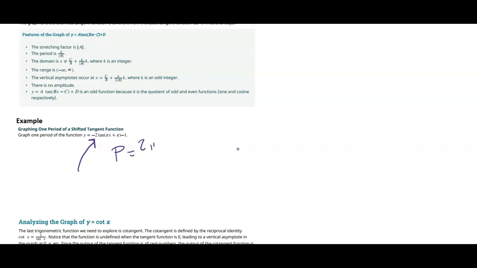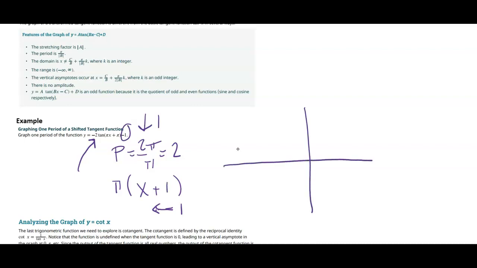Let's look at our period here. Okay, so our period is going to be 2. And then if I factor out that pi, that's a nice factor there, I'm going to move to the left 1. And then I'm also going to move this function down 1. Okay, so let's just look at one normal period of tangent would look like this. Now I'm going to change my period to only be 2. So that period has to be repeating so that that length is 2. So then this must be negative 1 to 1.